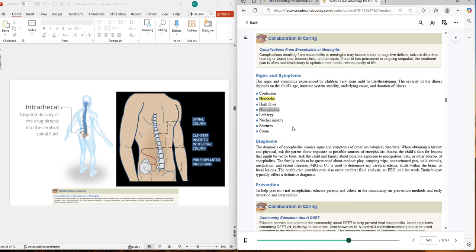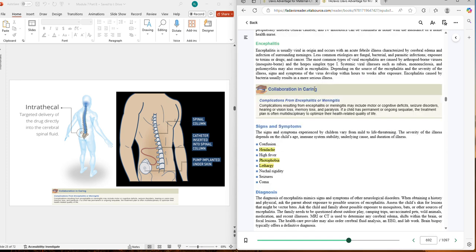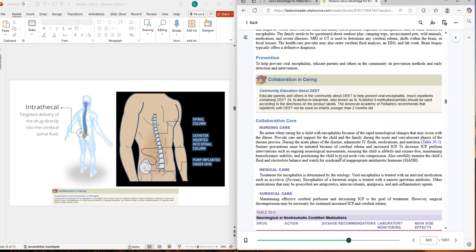Lethargy, you're going to see in a newborn. Remember, you're going to see that high-pitched cry. You're going to see the irritability, anorexia. They're not wanting to eat. Okay. And then collaboration care is talking about the complications resulting from encephalitis or meningitis. So you need to be able to compare encephalitis with meningitis and know the differences.